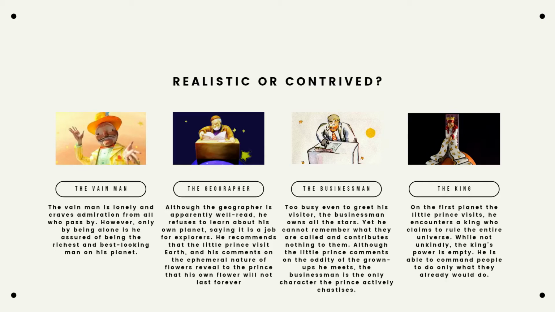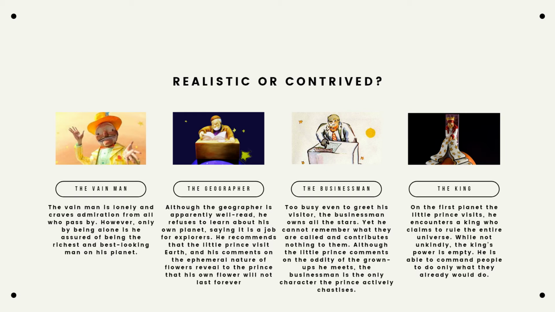The Businessman. Too busy even to greet his visitor. The businessman owns all the stores, yet he cannot remember what they are called and contributes nothing to them. Although the little prince comments on the oddity of the grown-ups he meets, the businessman is the only character the prince actively chastises.